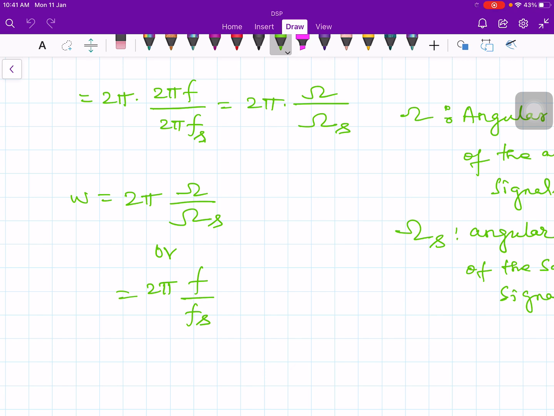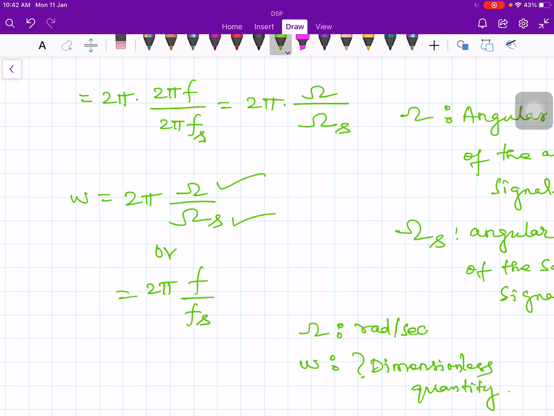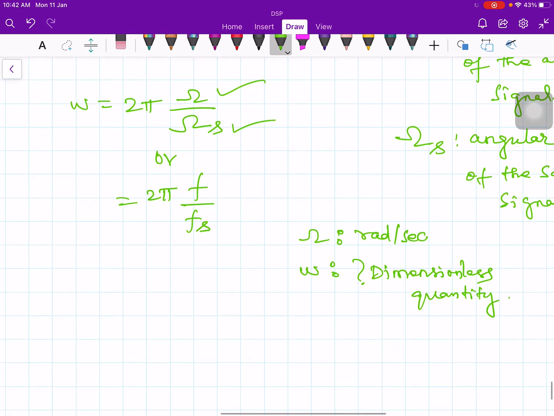Now you notice that capital omega was in radians per second. What is the unit of capital omega? Radians per second. Now what is the unit of small omega? That is the next question. Okay, it is dimensionless. The numerator also angular frequency, the denominator also angular frequency. If you cancel both, then the unit will disappear, and it is a dimensionless quantity, no dimension. Small omega doesn't have any dimension. But how should we express small omega? Small omega is expressed in radians.